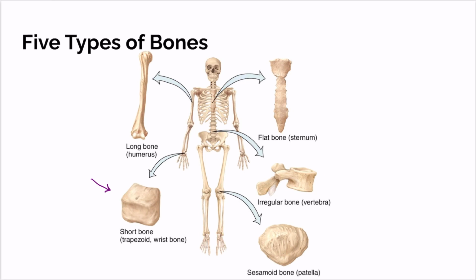An irregular bone is irregular. So, the bones of the vertebrae are, for example, irregular. They don't really fit any of the others. And then a bone that looks like a sesame seed is called a sesamoid bone. And really, that's just your patella.